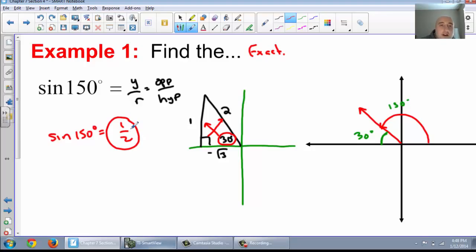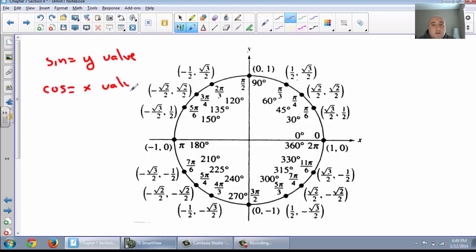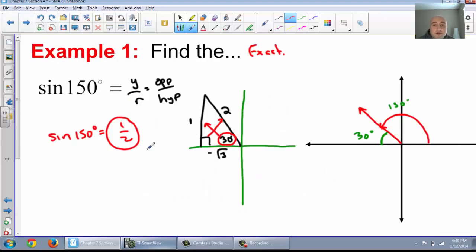Okay? Now, if we go back to our unit circle now, and I get rid of all the markings, sine is always your y value, and cosine is always your x value. So if we find 150 degrees, here's our ordered pairs. What is our y value here? It's 1/2. That's our sine. Isn't that what we figured out? Yep, we got 1/2, so we know we got the correct answer.